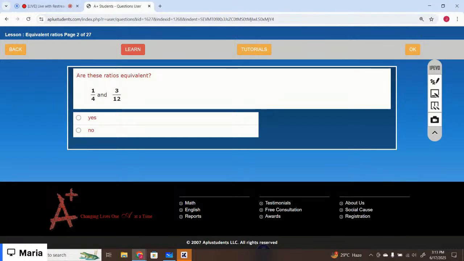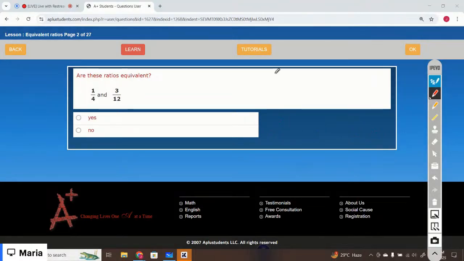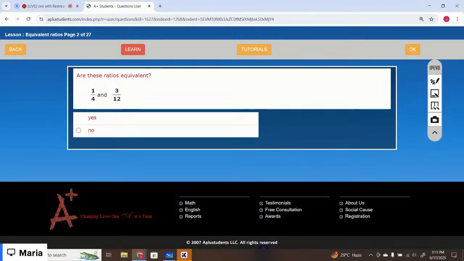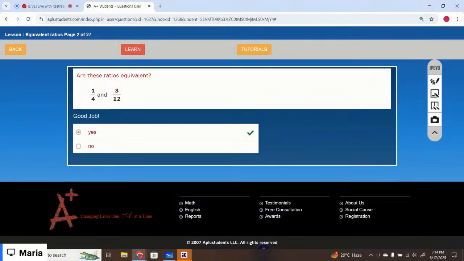Are these ratios equivalent? That is 1 by 4 is equal to 3 by 12. So just cross multiply them. 1 times 12 equals 4 times 3. So 12 is equal to 12. The correct option is this.